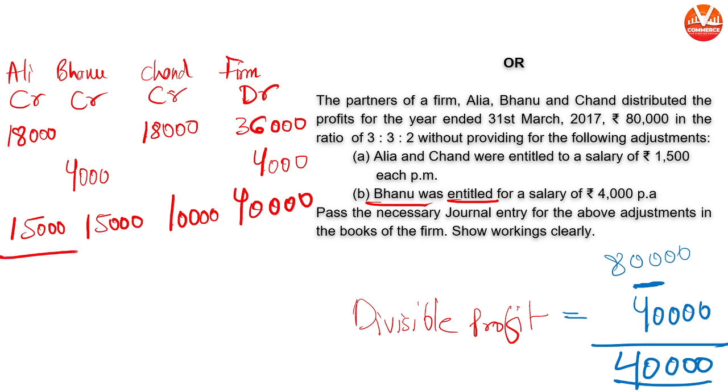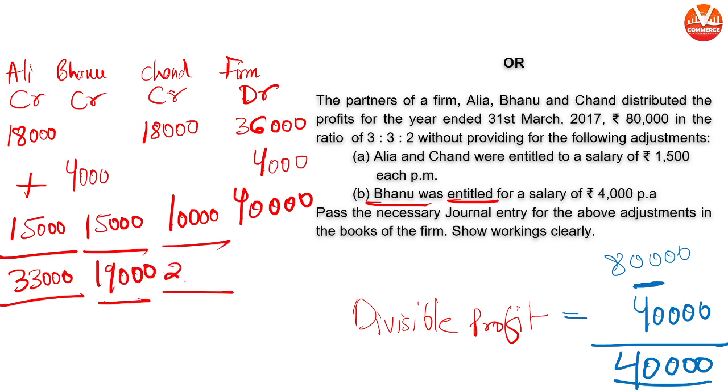So now Alia will get a total of 33,000. Bhanu will get 19,000. Chand will get 28,000. And the total of the firm is 80,000.